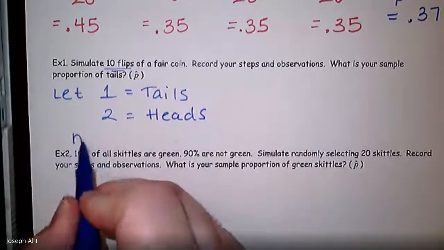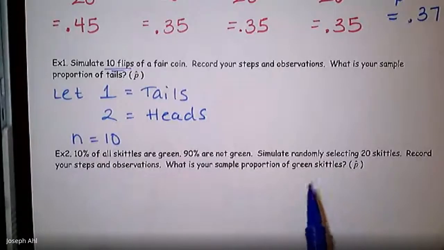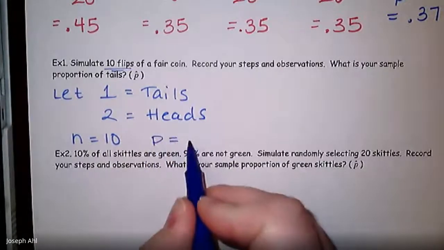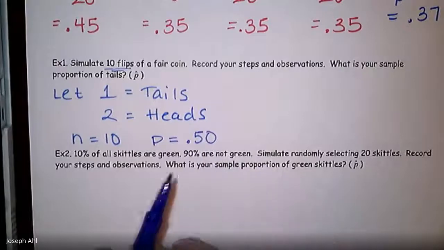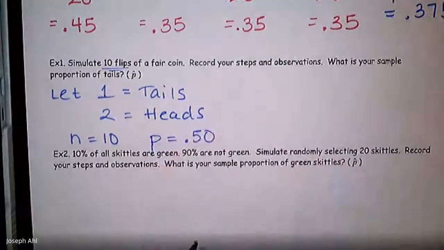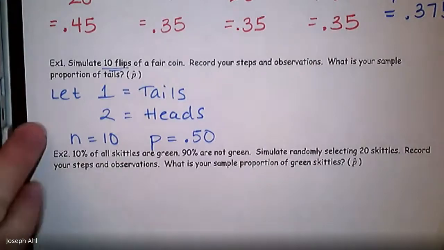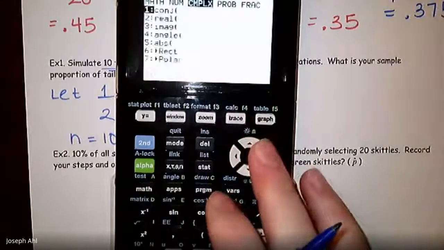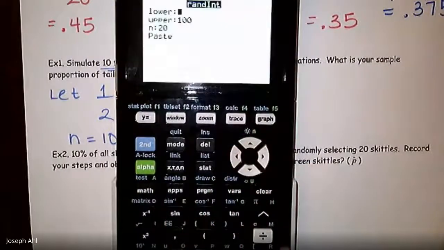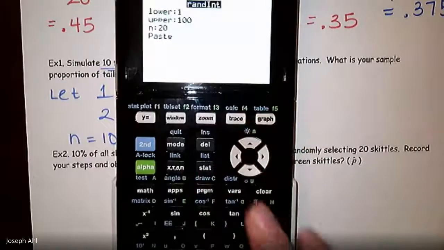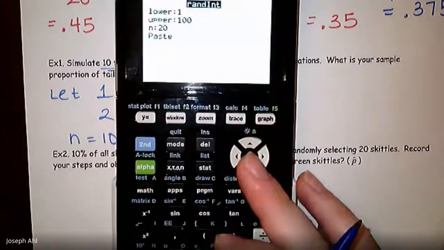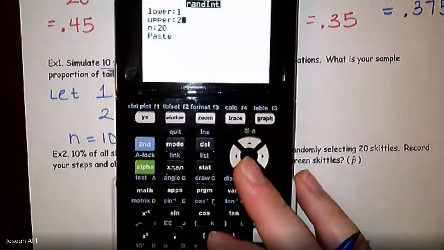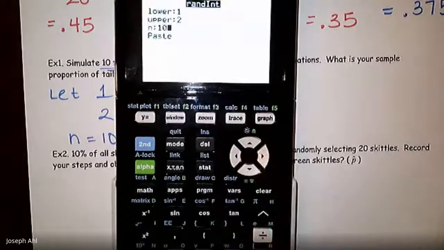We're trying to simulate 10 flips of the fair coin. So we want, in this case, n to equal 10. And we know that the actual population characteristic here is that when you flip a coin, it's going to be a 50-50 chance, right? 0.50 is the population characteristic of getting tails. So really quickly, what we can do is a rand int. So we'll do math, probability, option 5. And what am I going to type into rand int? Well, the lower is 1. The upper is 2. Right? We only want the numbers 1 and 2. And we want to simulate this 10 times.